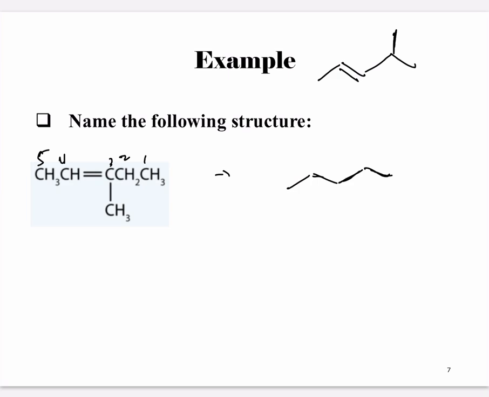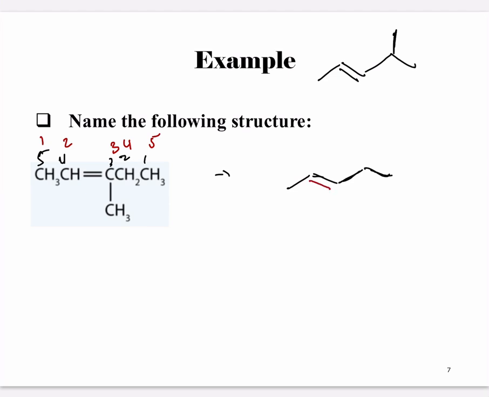And then which way am I going to number it? Am I going to number from left to right or right to left? I've numbered it from right to left here, but what's the correct way to number it? 1, 2, 3, 4, 5. It should be from left to right, because this puts the double bond at a lower number. So the double bond is going to go there.